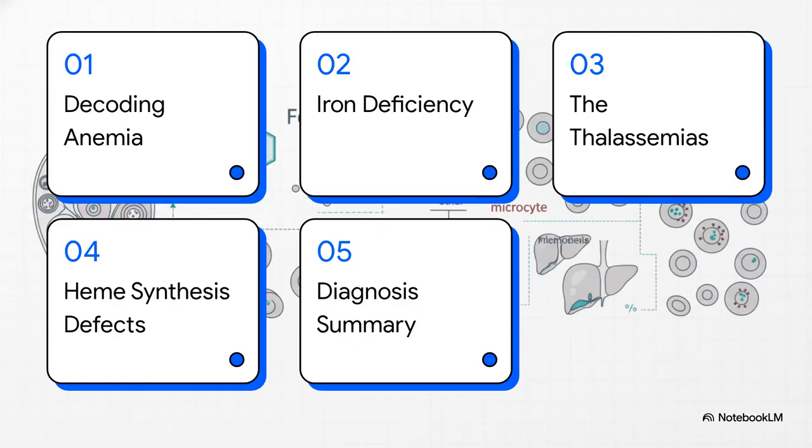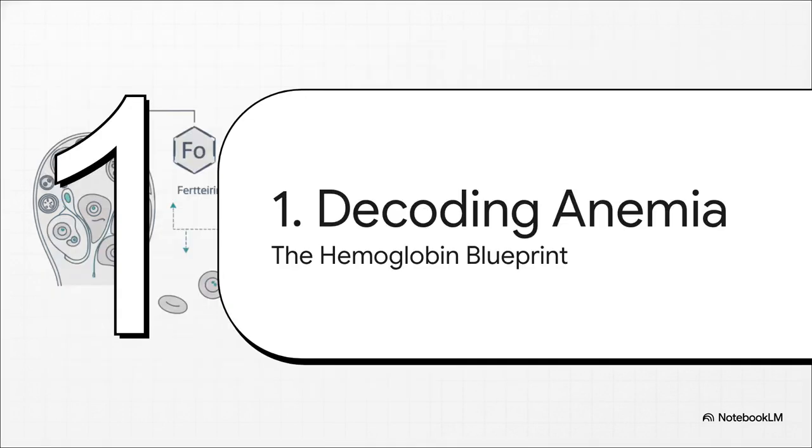Let's dive in. Here's our game plan. First, we'll cover the absolute fundamentals of what makes a red cell small. Then, we're going to walk through the three big categories of causes, kind of like we're working up a few different cases. And finally, we'll pull it all together so you can easily tell them apart. All right, let's dive right in.